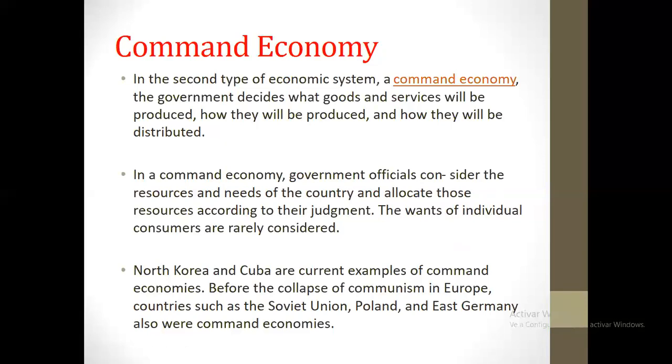They are the ones who decide. They're not going to ask anybody else. They are the ones who decide what is going to be done in this type of system. In a command economy, government officials consider the resources and needs of the country and allocate those resources according to their judgment, de acuerdo a sus juicios.